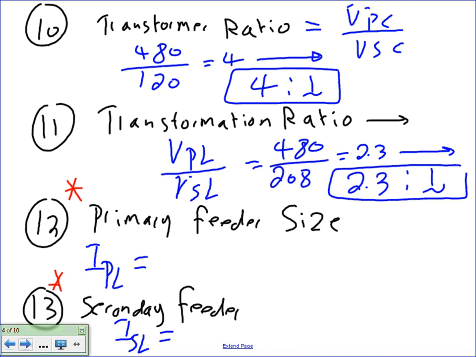In coil to coil, every 4 volts in the coil of the primary is equivalent to 1 volt in the coil of the secondary. It's called transformer ratio versus transformation ratio. Yes, transformer versus transformation.